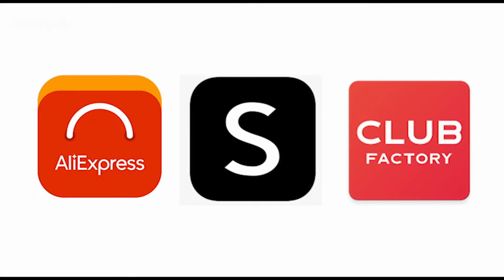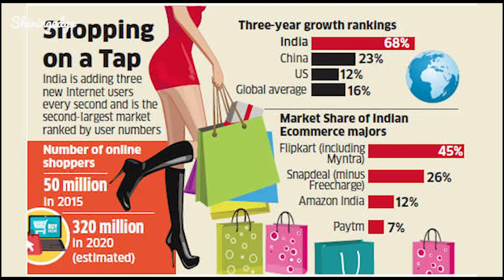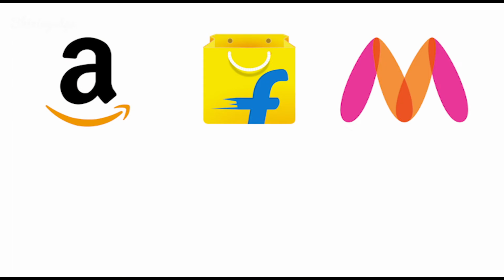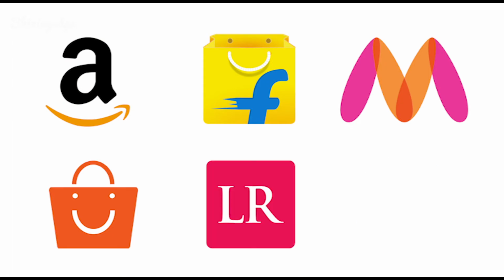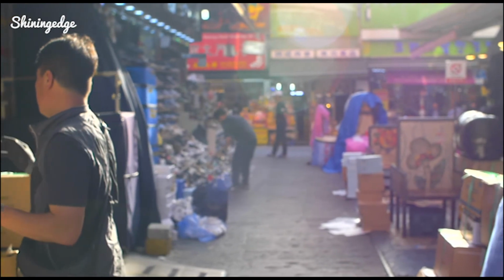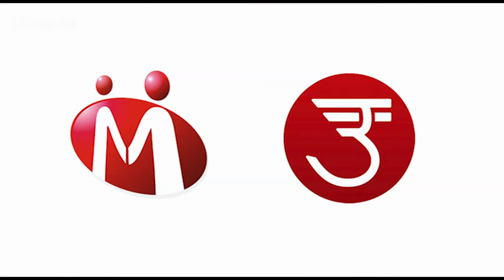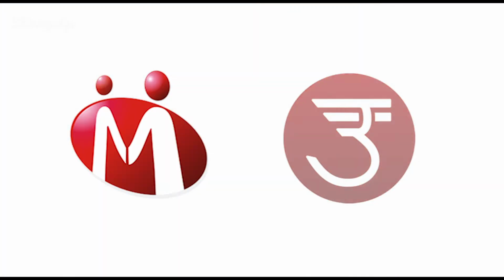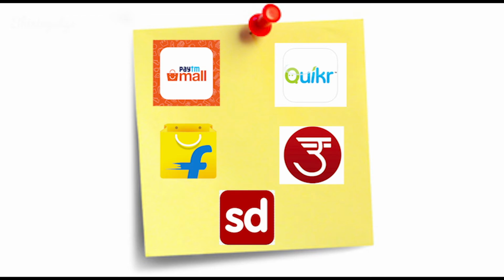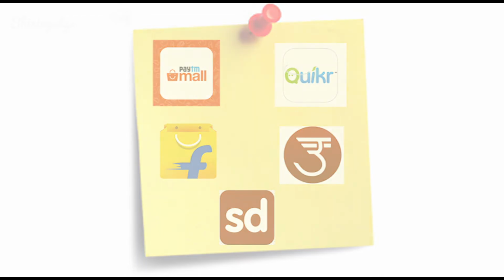9. AliExpress, Shein, and Club Factory. India already has several e-commerce giants in the business, including Amazon, Flipkart, Myntra, Paytm Mall, LimeRoad, and Ajio. People who are looking for wholesale orders can further look at platforms like IndiaMart and Udaan as an alternative to AliExpress. Note that Paytm Mall, Quikr, Flipkart, Udaan, and Snapdeal have significant investments from Chinese companies.